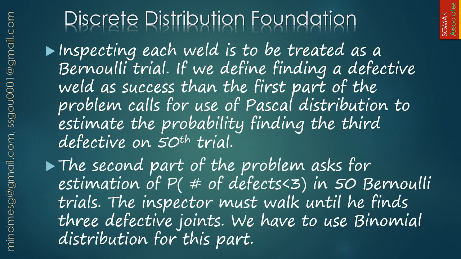The second part of the problem asks: what is the probability we get less than 3 defective in 50 Bernoulli trials, because the rule is that the person continues to walk until the person finds 3 defective welds? What's the probability that person will walk more than 5,000 feet? So it translates to: what's the probability the number of defects is less than 3 in 50 Bernoulli trials, and this is an example of binomial distribution.